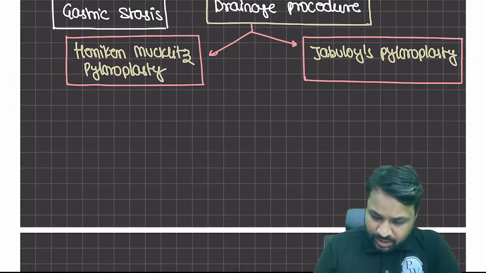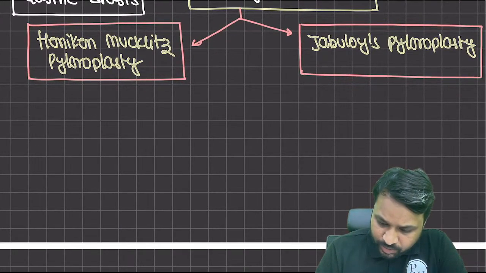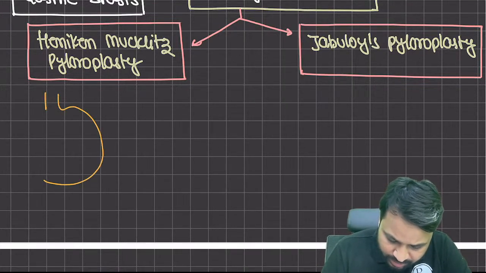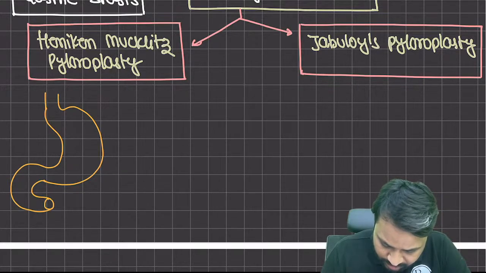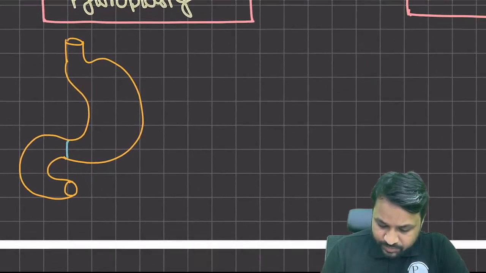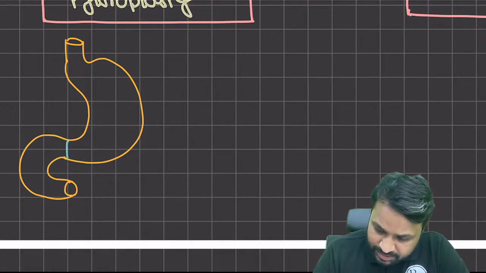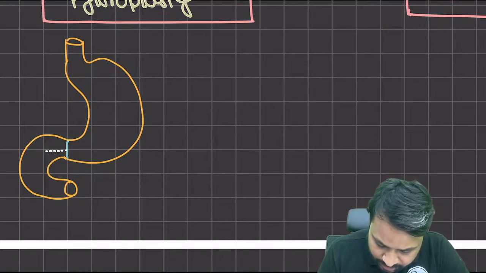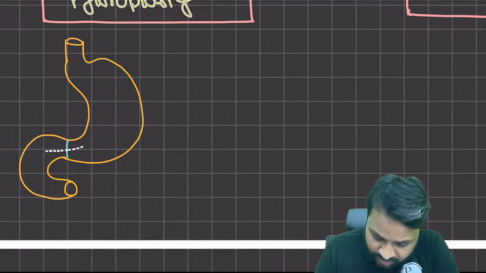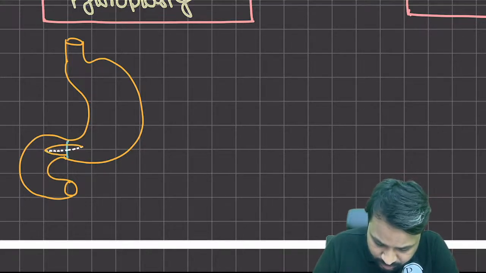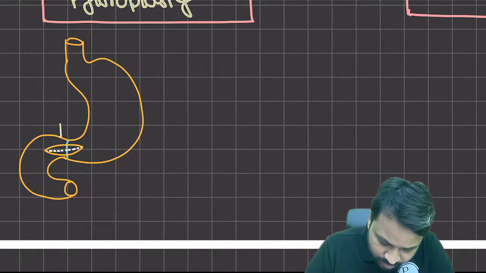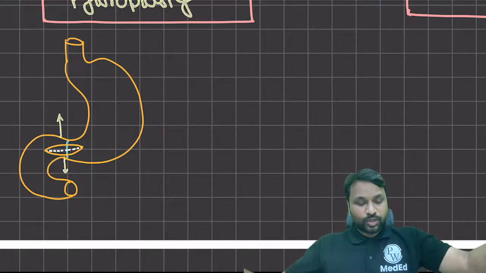So in a Heineke-Mikulicz pyloroplasty, what are we going to do? It's a very simple thing. This is the esophagus, this is the stomach, and this is the duodenum. At the junction, this is the sphincter that is present. I'm going to incise this area in a longitudinal manner, so this is the line of incision. Once you incise this, you have created a defect here. The stomach is opened like this. I'm going to hold one end of the junction here, another end like this, and pull it across.